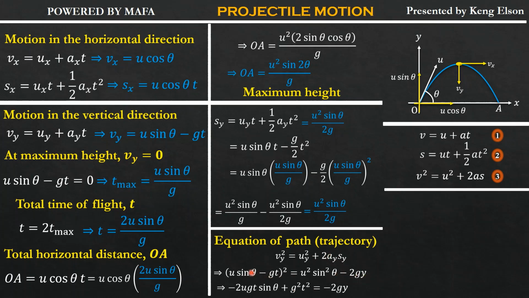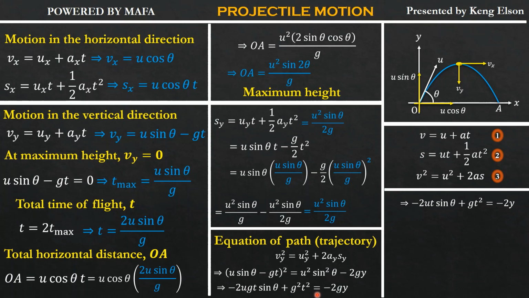When we square this left hand side and we simplify things, we arrive at negative 2u g t sine theta plus g squared t squared to be equal to negative 2gy. Remember that when we square this, we have u squared sine squared theta. It cancels automatically with u squared sine squared theta. So we simplify to get this.